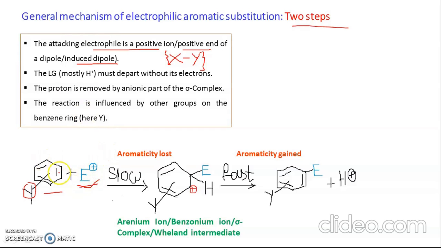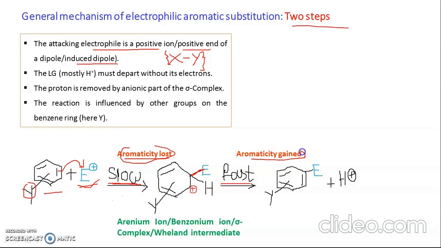So in the first step, the electron density of the benzene ring attacks this E plus and there will be formation of a C-E bond. In this step you can easily understand that the aromaticity is lost. 4n plus 2 pi electrons, here n is 1, so the number is 6. That 4n plus 2 count will not be maintained, so aromaticity is lost. So this step is the slow step. But the second step is very fast.